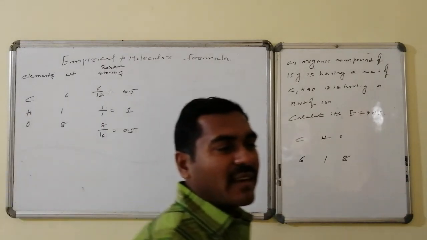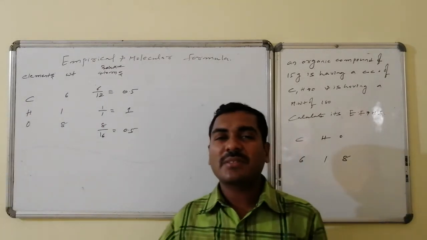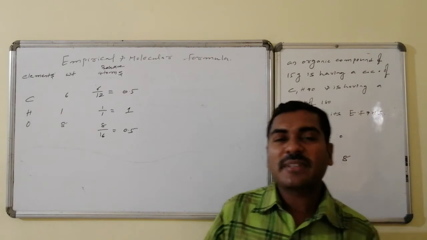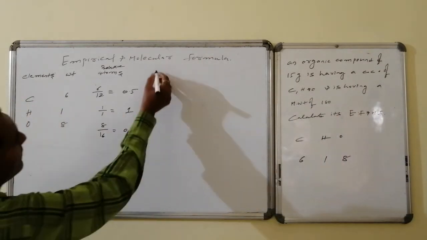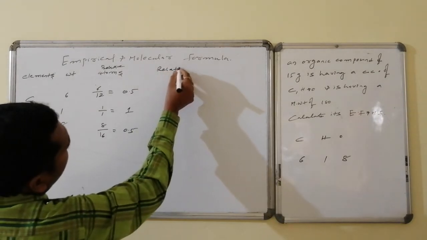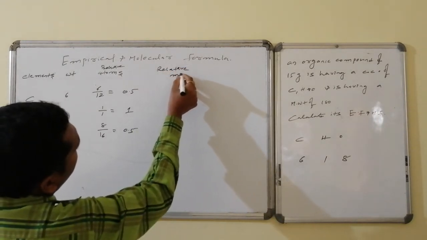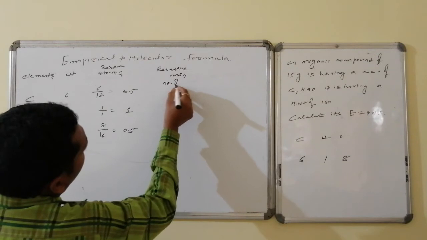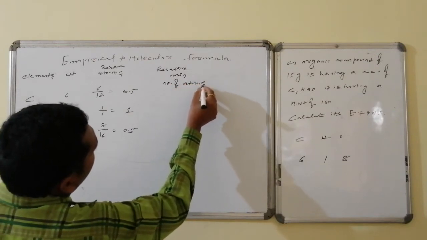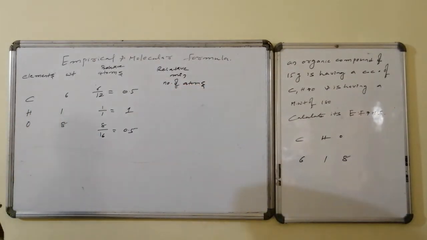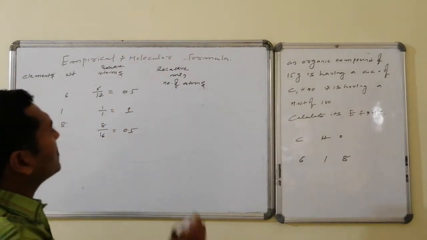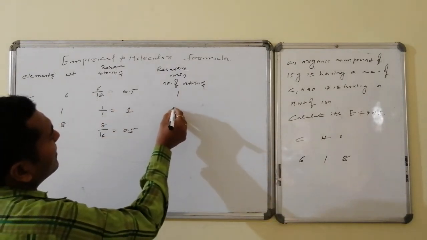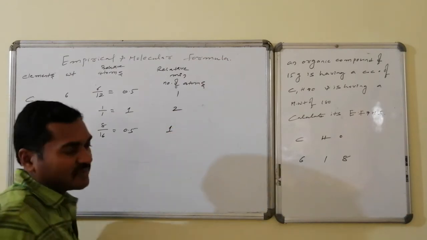Whereas the relative minimum number of atoms, because less than 1 atom is not expected, at least 1 atom of every kind should be present. So therefore this is 1 and this is 2 and this is 1.